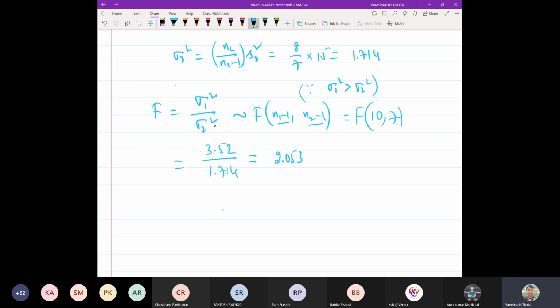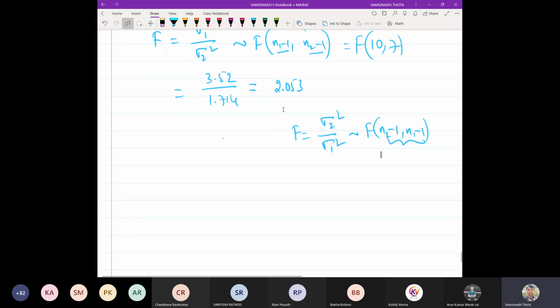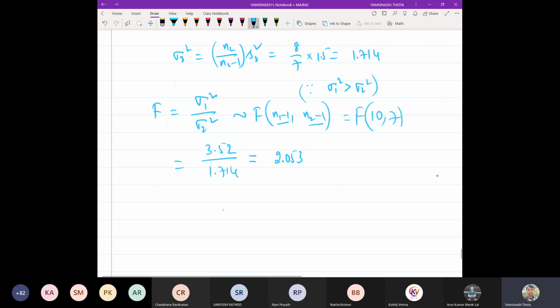Okay. Suppose in another problem you choose the other order, then it should follow the F distribution with the degrees of freedom n2 minus 1 comma n1 minus 1. Okay, so that should be taken care of. Now we have evaluated the calculated value. Now we need to get the statistical table value.